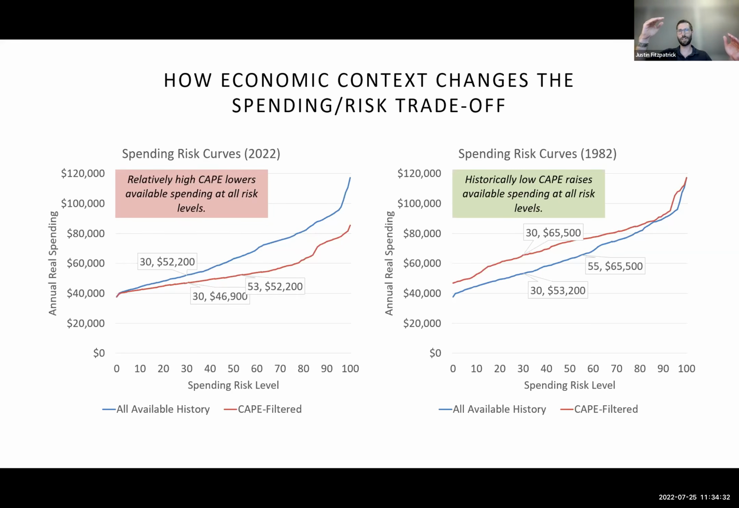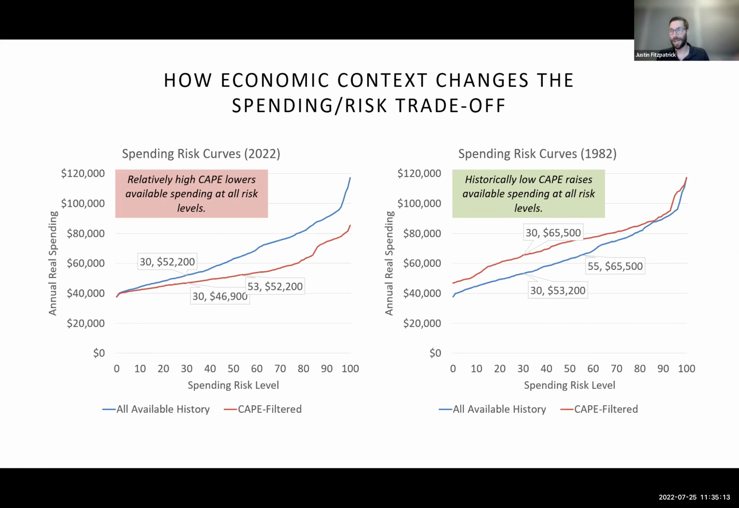But what if we only look at times where CAPE was particularly elevated? So we exclude all of those really low CAPE periods, right? Let's exclude the early 80s and so on. Well, if we do that, the available income at every risk level goes down, right? So this shows at risk level 30, we go from 52.2 to 46.9. At every single risk level, we're going down. So this again shows that if you want to tilt your advice, in this case for someone who has a stock heavy plan, it might be prudent, if you take the CAPE pattern seriously, to dial that down.